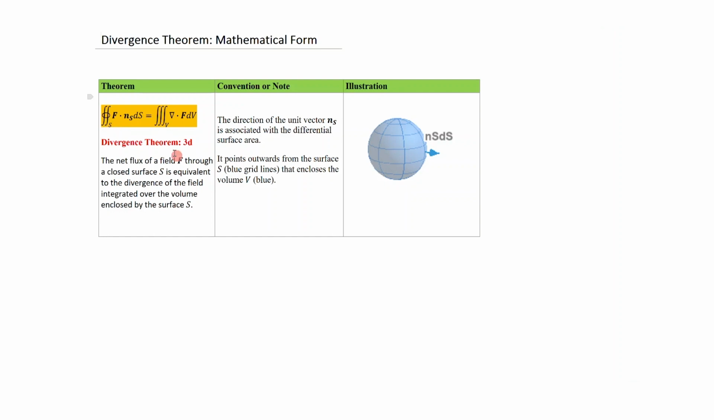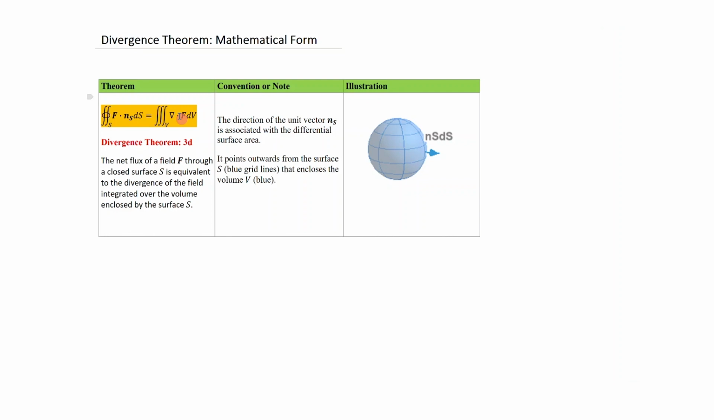What it's essentially saying is that if you take the dot product of the field and the differential surface area vector at each point on this closed surface and integrate that resultant scalar function over the full surface, that's equivalent to taking the divergence of the vector field at each point within the volume bound by the surface and integrating this scalar function over the volume. These two are equivalent to each other.